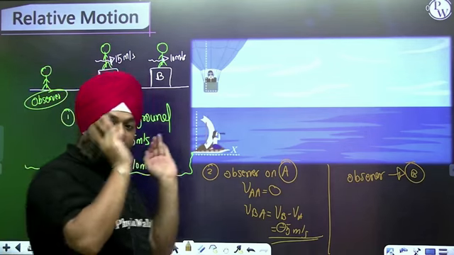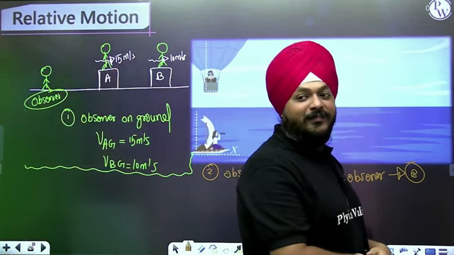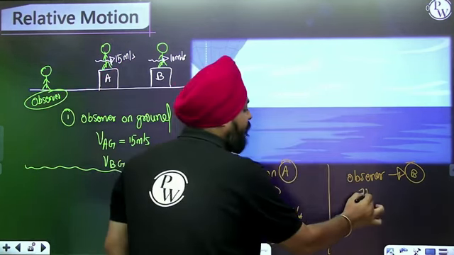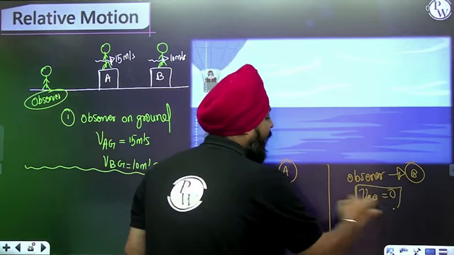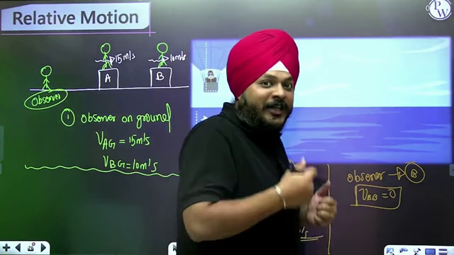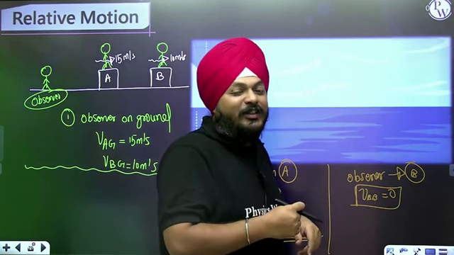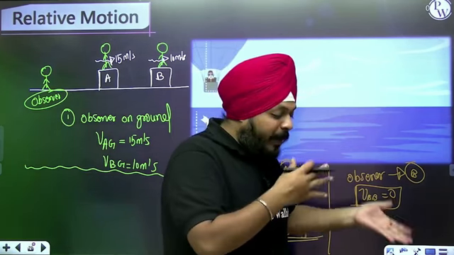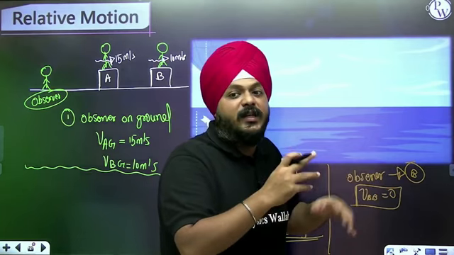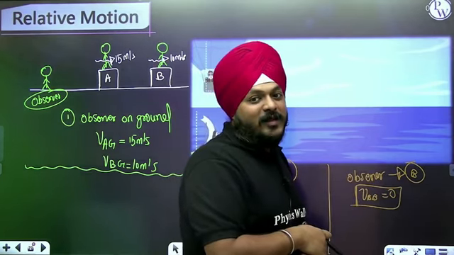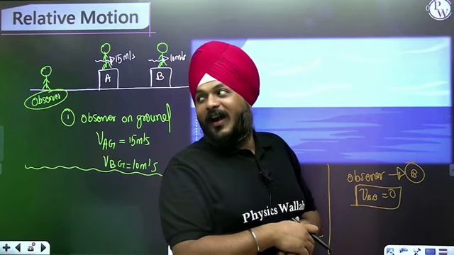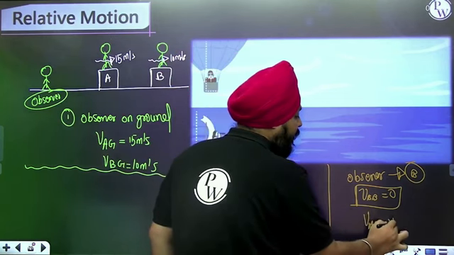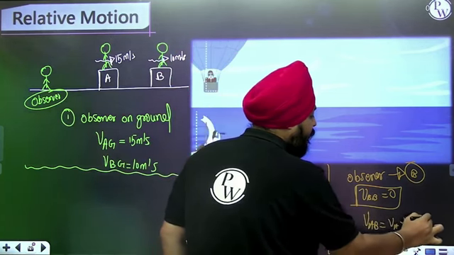Now let's jump over. The observer is on B. What will be the velocity of B with respect to B? 0. Why? The observer is on B. The car has a velocity of 10 meters per second, and the observer also has 10 meters per second in the same direction. It means relative 0, so they both appear at rest with respect to each other. Now the observer is on B. Hello A, I am coming nearer to you. How? See, velocity of A with respect to B: VA minus VB is equal to positive 5.